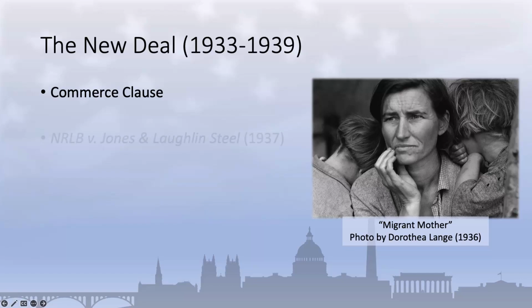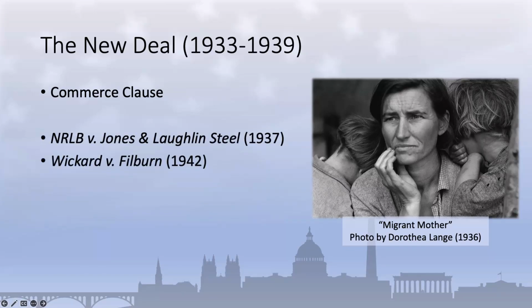In cases such as National Labor Relations Board versus Jones Steel Corporation and Wickard versus Filburn, the U.S. Supreme Court upheld broad interpretations of the Commerce Clause that allowed the federal government to regulate a wide range of economic activities, even those that seemed primarily local in nature. This marked a significant departure from previous understandings of federalism, as it further empowered the federal government to intervene in the nation's economic affairs.